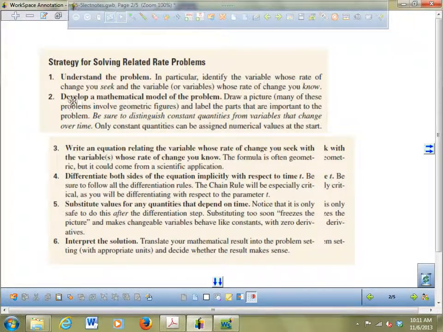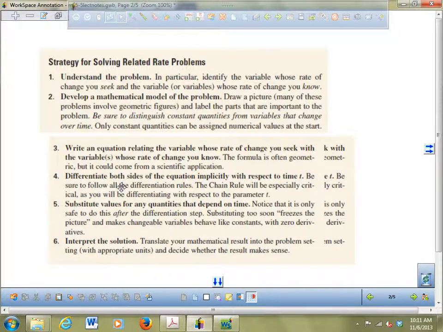So maybe you're looking for the change in volume with respect to time. Sometimes you'll be looking for the rate of change of the height with respect to time, and so on. Develop a mathematical model, which is what we just did. Draw a picture. Many of these problems will involve geometric figures. So it's really important to draw a picture. Be sure to distinguish between what is being held constant and what things are changing. Sometimes you'll have a cone where both the radius and the height are changing. Sometimes just the radius is changing. Write an equation relating the variable whose change you seek and whose rate you know. The formula is often geometric.